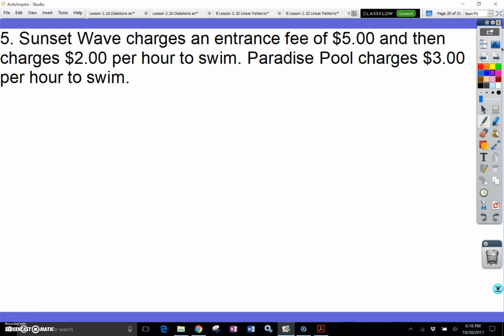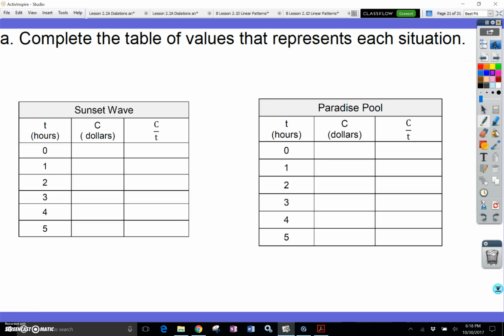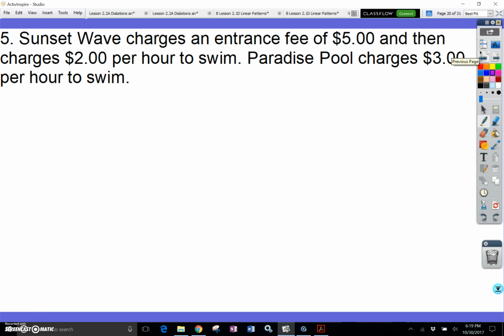Alright, Sunset Waves charges an entrance fee of $5, then charges $2 per hour. Paradise Pool just charges $3 per hour. So let's go and look at this. What I would like you guys to do, I'm actually going to pause the video here, and this number 3 will be found in the next one. So you can try number 5 and then look at the next video to correct your answers. Or if you still need a little bit more assistance, go ahead and stop this video and start the next one. But regardless, I want you guys watching the next video, okay?